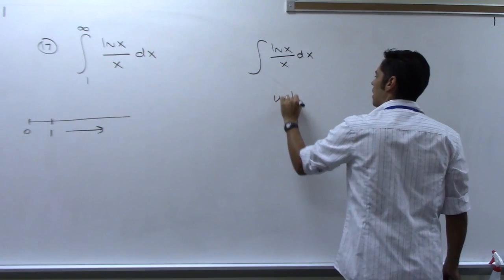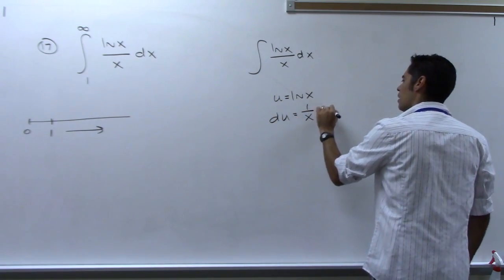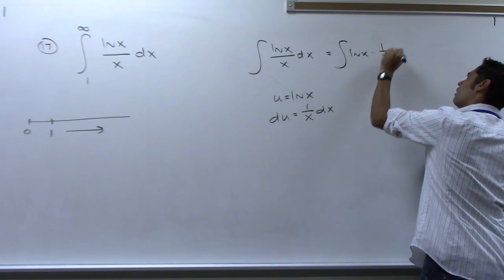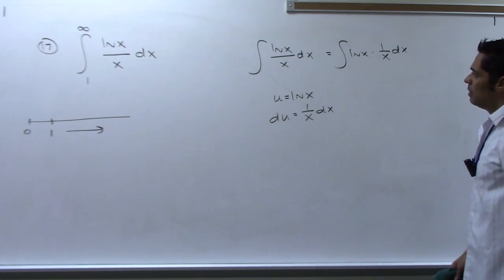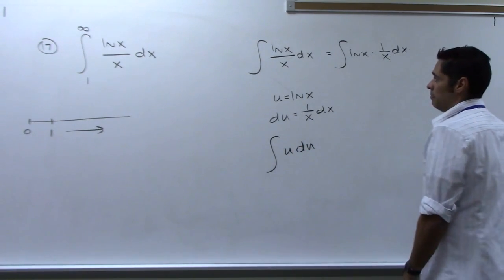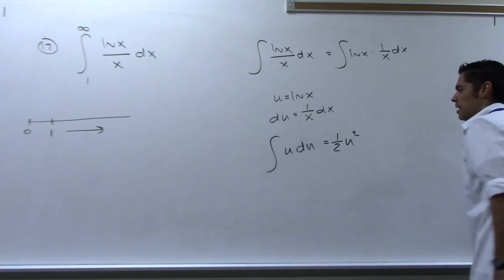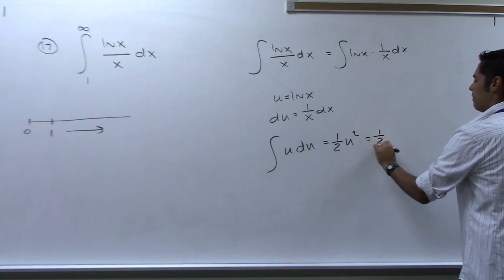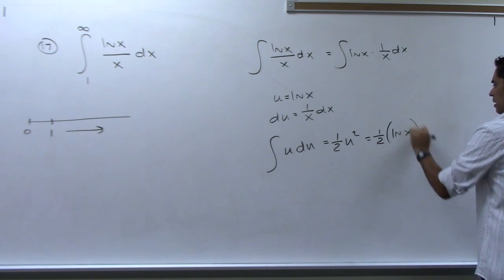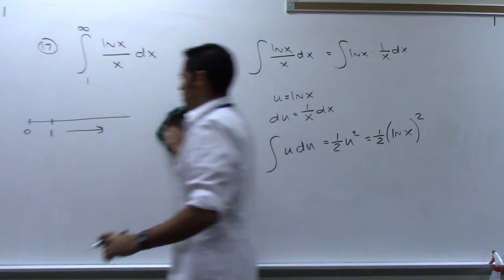And I realize I can make a basic substitution. The derivative of natural log x is 1 over x dx, which I have here, right? If I rewrote this, that's the same problem. So this is just going to become the integral of u du. That doesn't get much easier than that. So 1/2 u squared is the antiderivative, which is going to be 1/2 natural log of x, that quantity squared. So be careful, we're not squaring the x, we're squaring the natural log.